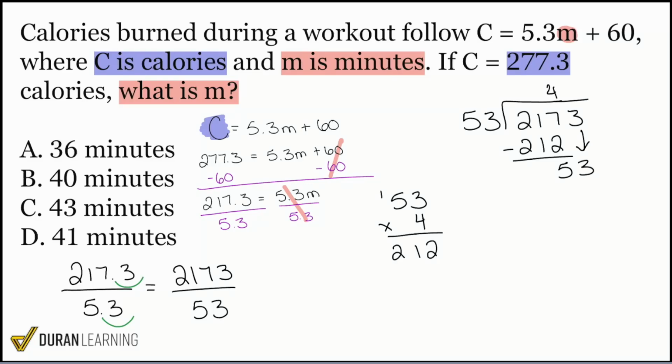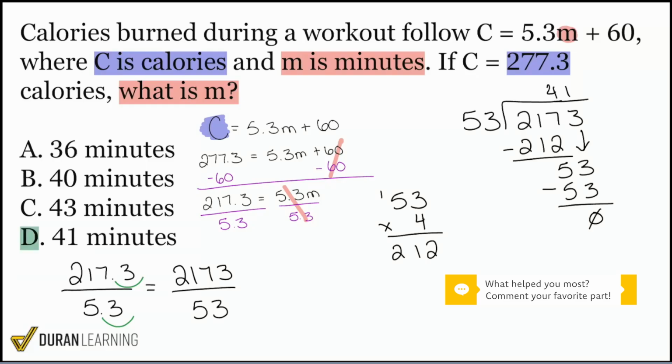We see a nice angle here to finish this problem up. 53 goes into 53 exactly once. And there we are. A nice clean division. Saves ourselves some time. And the correct answer here will be 41 minutes. And there we are. The correct answer here is D.